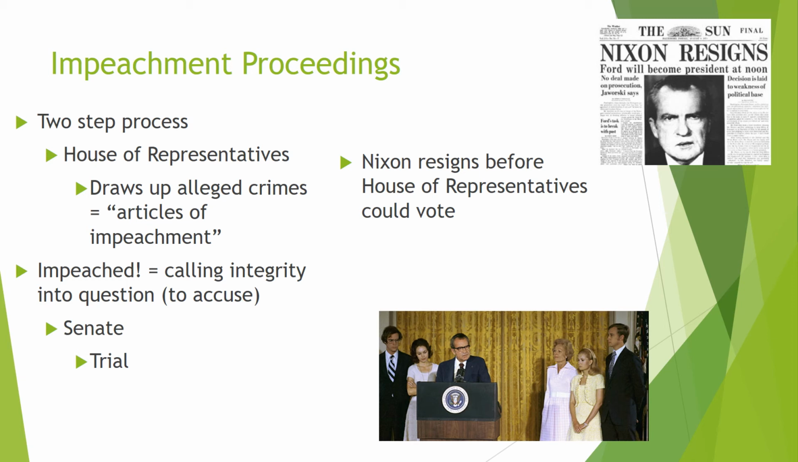But if you're accused of something, there should be a trial. And that trial would take place in the Senate, with the senators acting as the jurors. So just like a regular trial, you have the presentation of the prosecution, the presentation by the defense, and then the jury votes. We've done this now 3 times, with Andrew Johnson in 1868, with Bill Clinton in 1999, and most recently with Donald Trump in 2019.